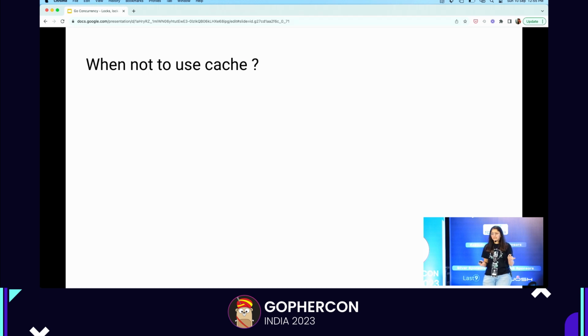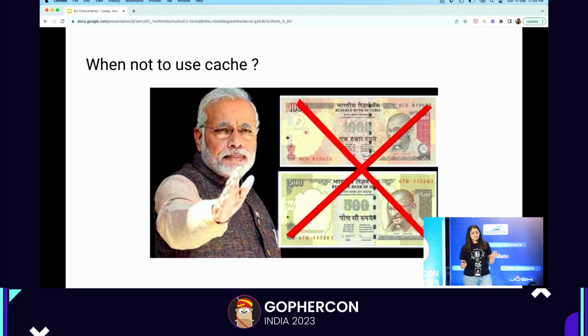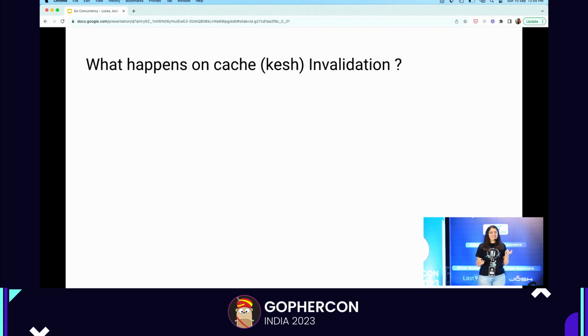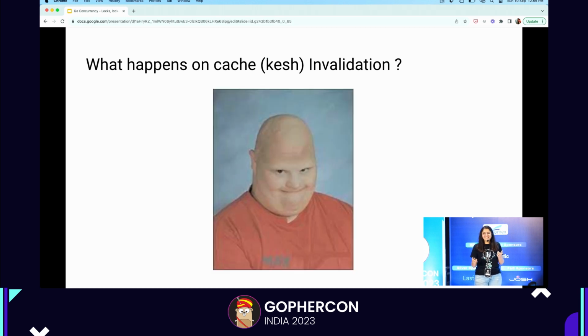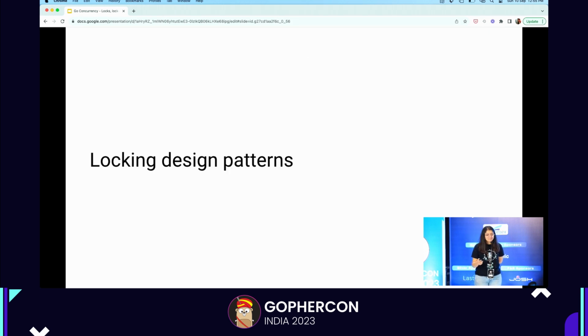On the contrary, let's talk about when not to use cache. Demonetization, if you get the pun. Bad joke. Okay. What happens on cache invalidation? Any guesses? You go bald. Don't do it. Okay. So, jokes apart.